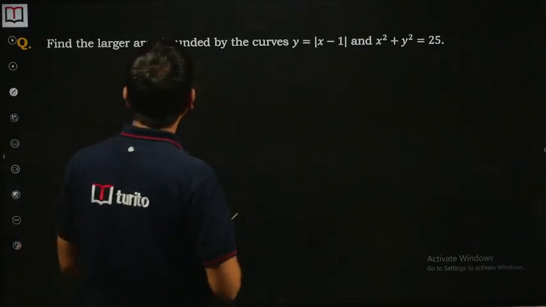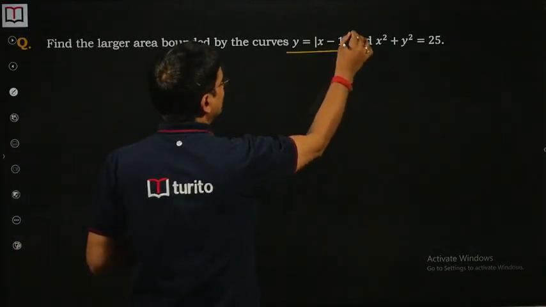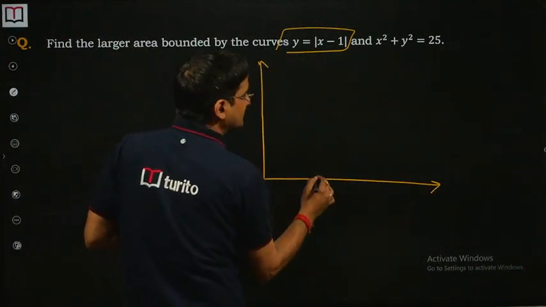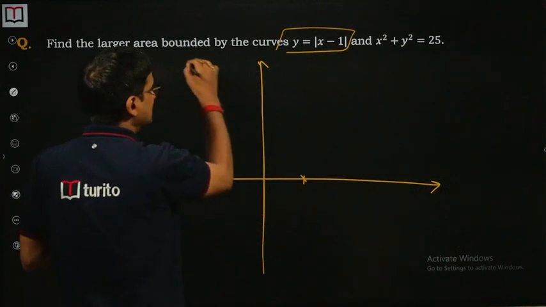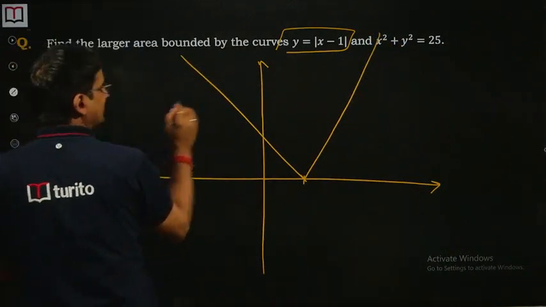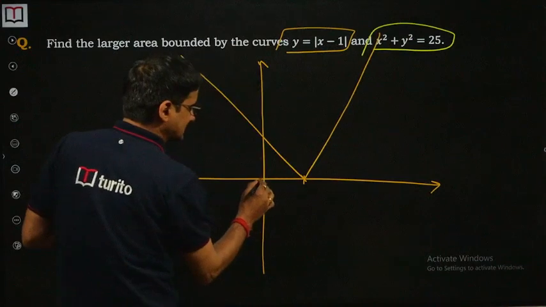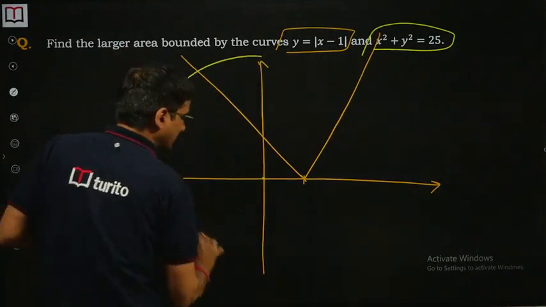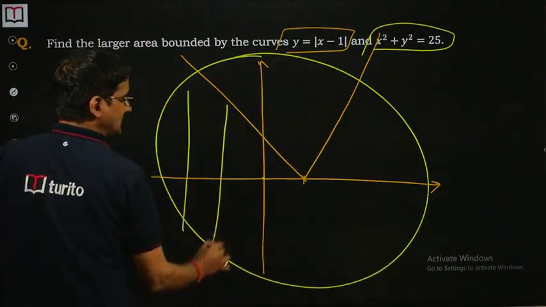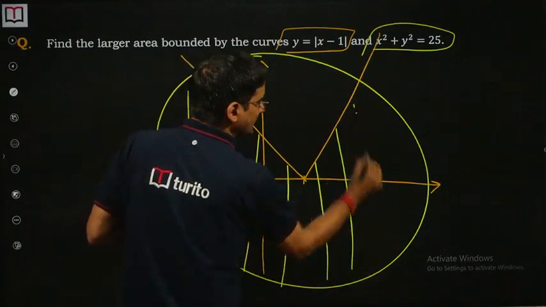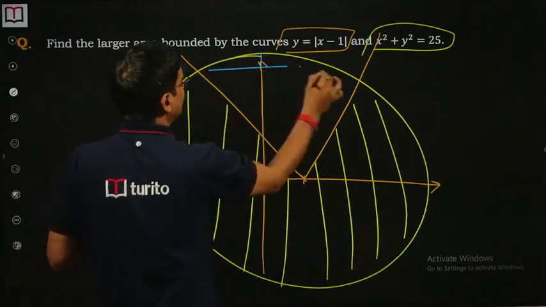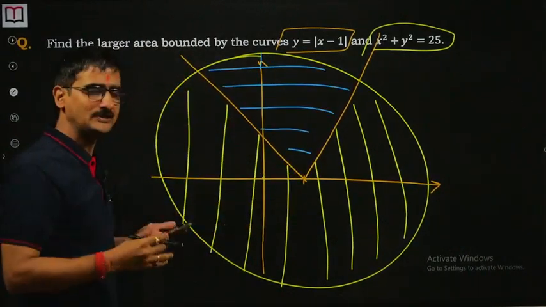Find the larger area bounded by the curve. What is it? Curve. So curve is a V-shaped curve. The vertex of the V is at 1. So that's the curve here. Okay, and the circle, that's a circle with radius as 5 and center at 0, 0. So that's the circle here. Okay, so larger area of course is this area. But of course I will prefer to solve the other one. I will prefer to get this area and then from the area of the circle remove it.